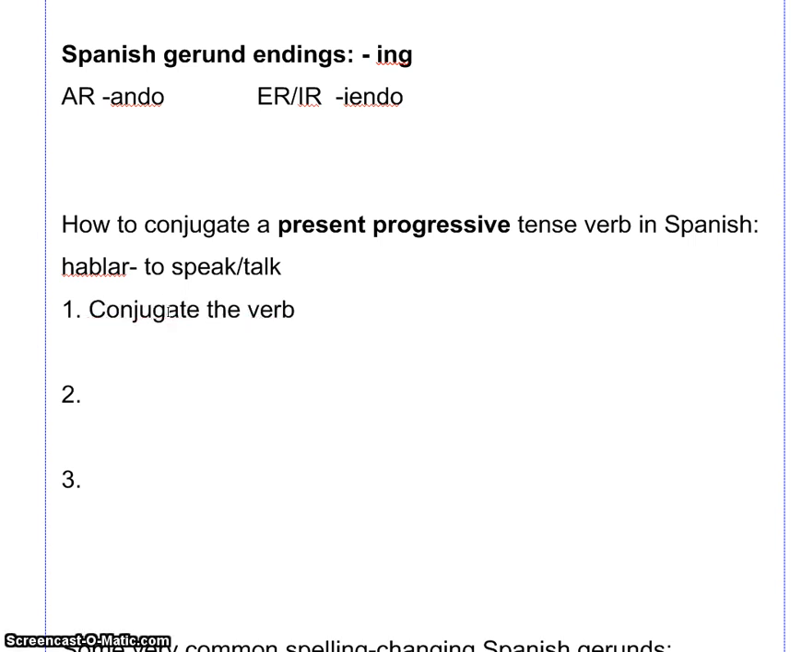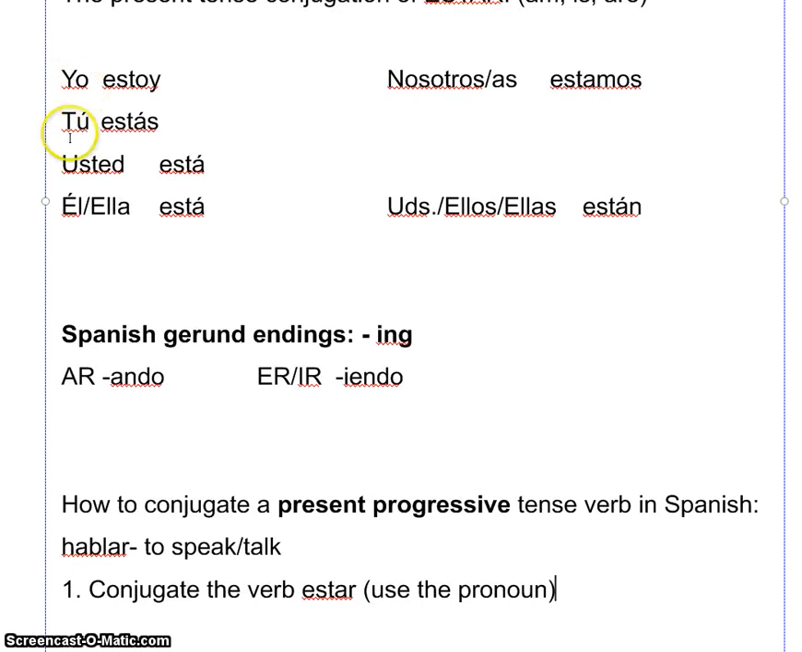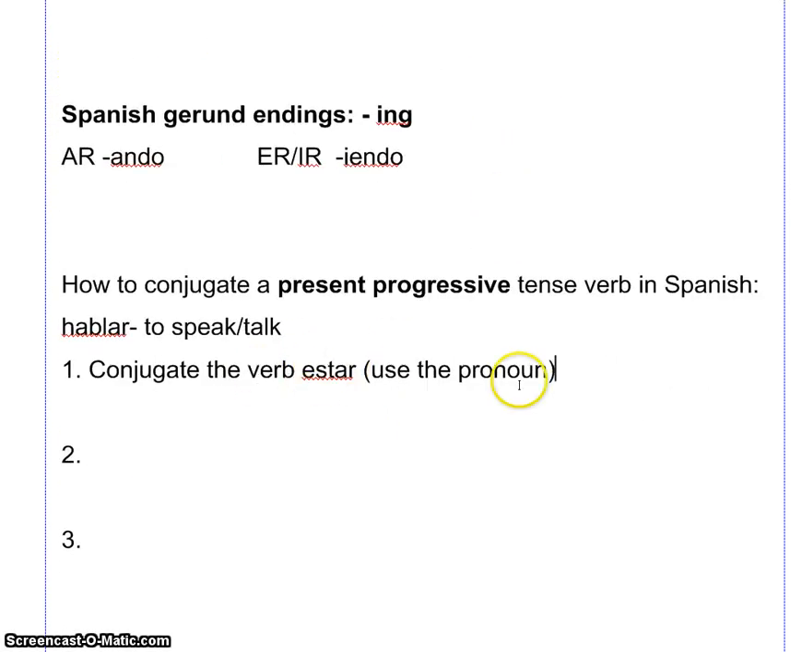conjugate the verb estar. Okay? Use the pronoun to give you the correct change. So let's look up here. Here are the pronouns: yo, tú, usted, él, ella, nosotros, ellos, ellas, and ustedes. You need to conjugate the verb estar.